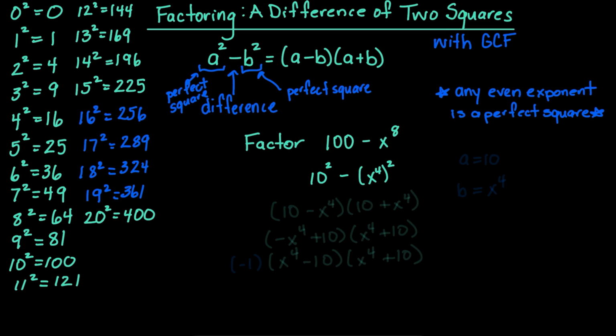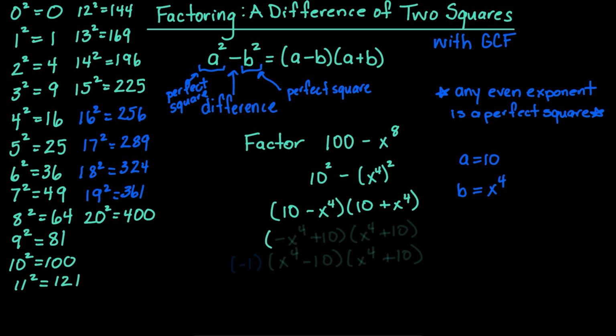Again, if you have trouble rewriting, you want to review the exponent rules video so you're okay rewriting x to the 8th as a perfect square. Okay, so that means A is 10 and B is x to the 4th. So this factors into 10 minus x to the 4th, 10 plus x to the 4th.